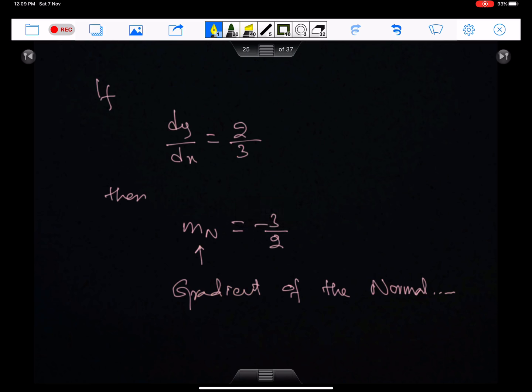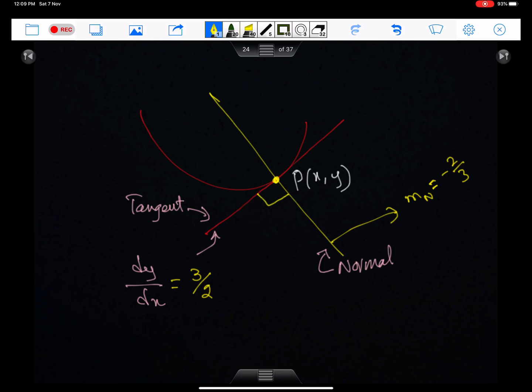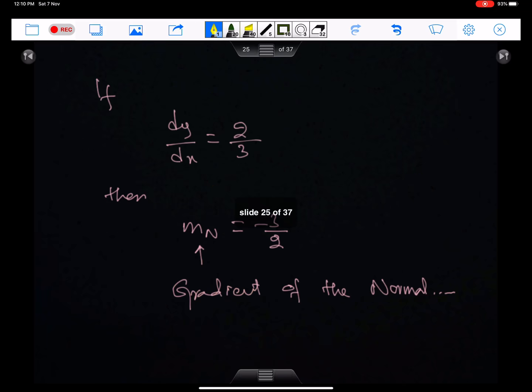I wrote 2 upon 3 here, so let me correct this. So this is 2 upon 3. Let's suppose 2 upon 3. 3 upon 2 was also fine, but on the next page I wrote 2 upon 3. So that is why I am changing this thing. So this will be minus 3 upon 2, because normal is perpendicular to the tangent.